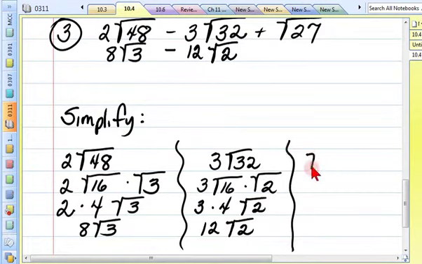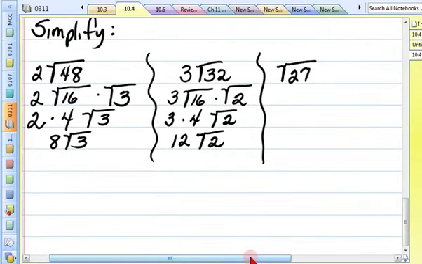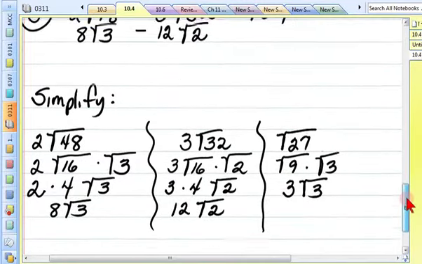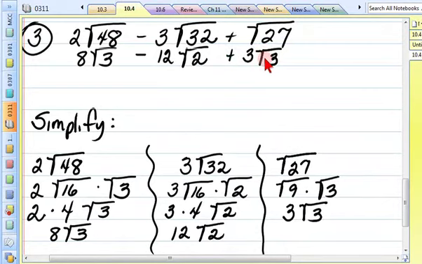Last term, square root of 27. Can you think of a perfect square factor that goes into 27? 9 and 3. So it's the square root of 9 times the square root of 3, or 3 times the square root of 3, where I took the square root of 9 and got radical 3. So back up, plus 3 square roots of 3.